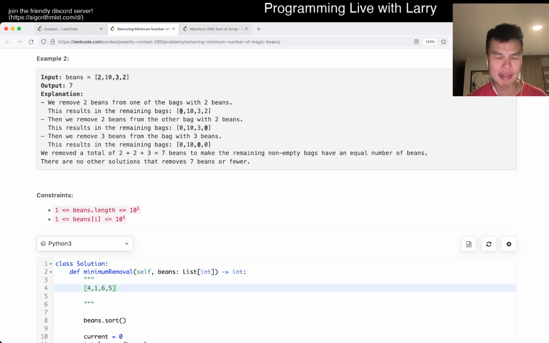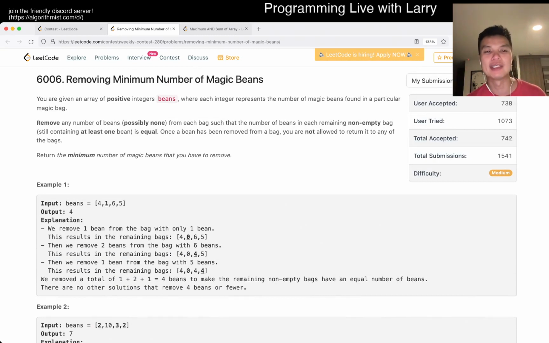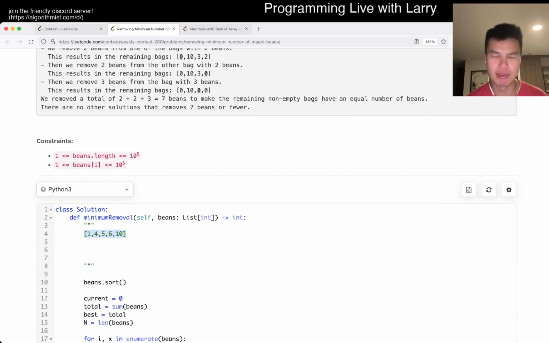Right, so let's say we have any number and then we sort it. Let's just add one more number, right? And then the idea is that, okay, let's say we start at the bar at zero. In this case, what does that mean? That means that we try to get every bag to zero, and that means that we just have the sum of the array, because you remove everything, right? So you have 1 plus 4 plus 5 plus 6 plus 10. That's the cost if we remove everything. Is it the best? Well, that's the best for now.